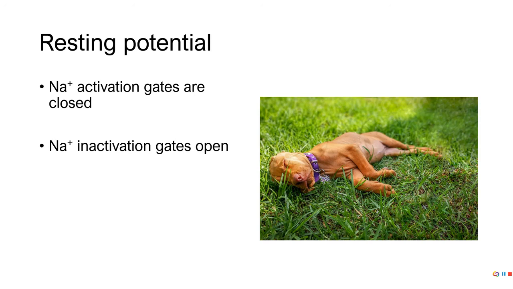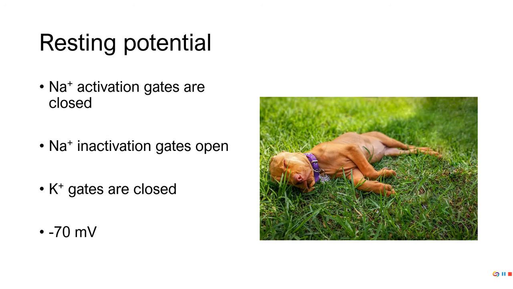And I want to reiterate for like the 7th time already, these are not leak channels. Leak channels are constantly open. These are voltage-gated channels that can open and close. There is also a voltage-gated potassium channel. This channel only has one gate, but this gate is closed at resting potential. And just to reiterate, this is different than the potassium leak channels. As mentioned before, resting potential is at negative 70 millivolts.